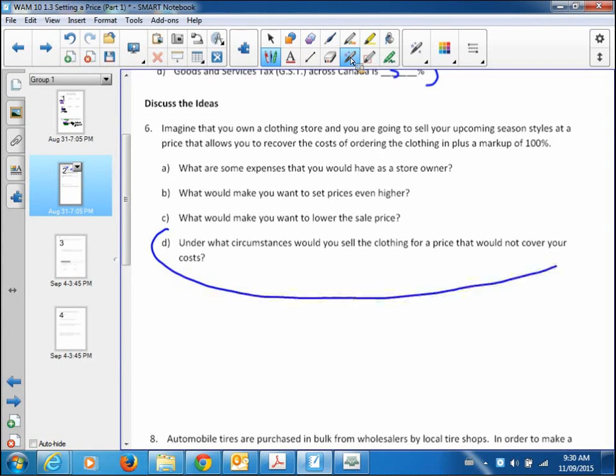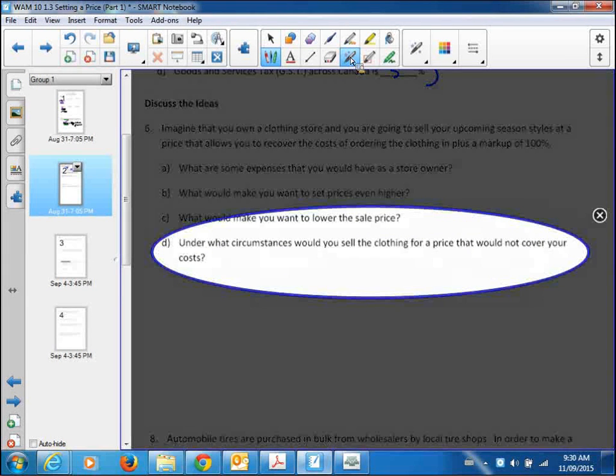D, what circumstances would you sell clothing for a price that would not cover your costs? Our students came up with two ideas. Maybe you are overstocked on an item and it just isn't moving fast enough, so you got to get rid of it. Or the other thing is that often stores will set something up really cheap so that customers come in for that cheap item, but hopefully they stick around and buy other stuff. Okay.